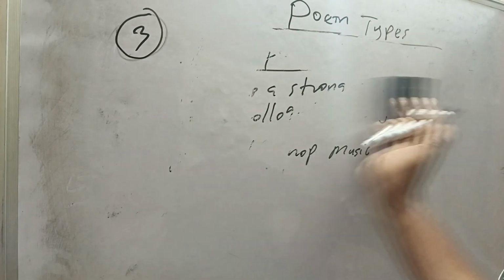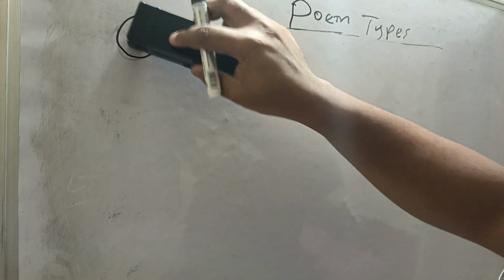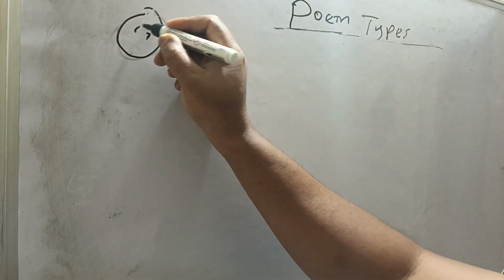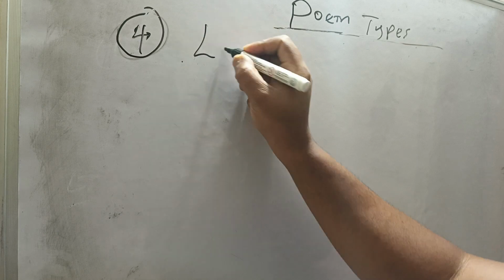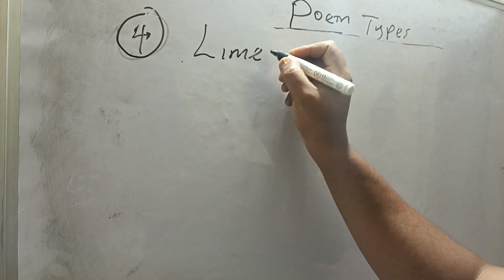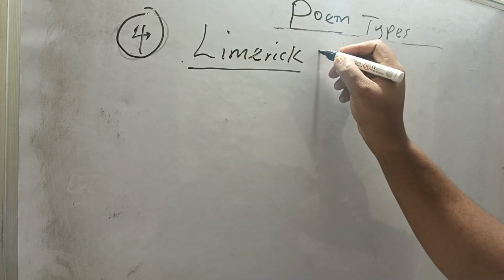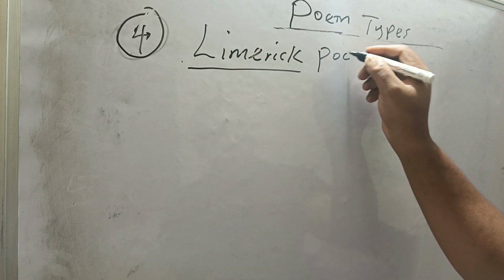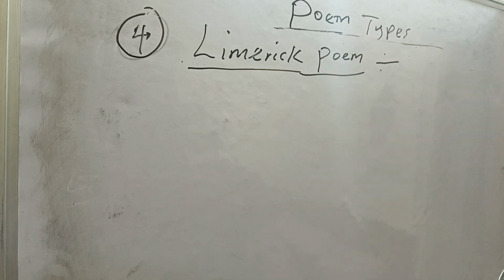Number 4. We talked about rap, shape, and other things. Now the limerick poem. This is another type of poem.